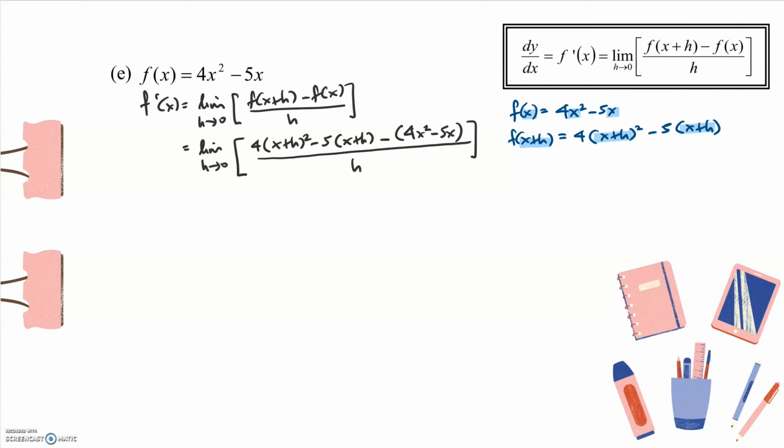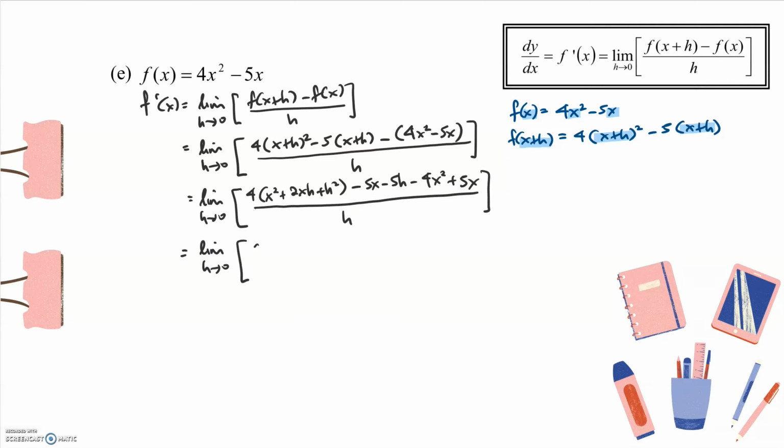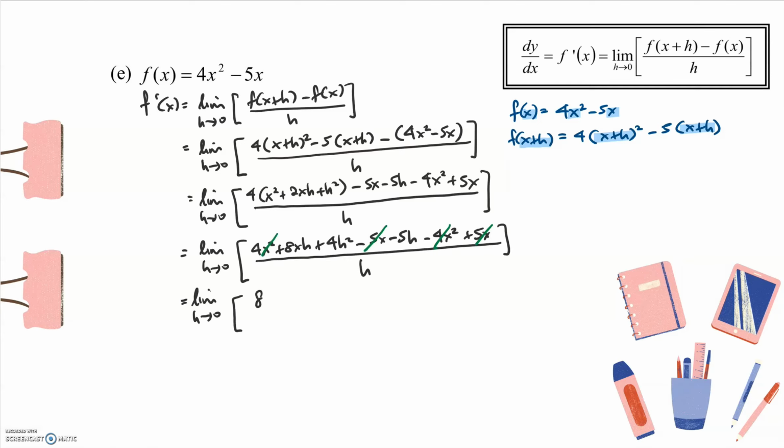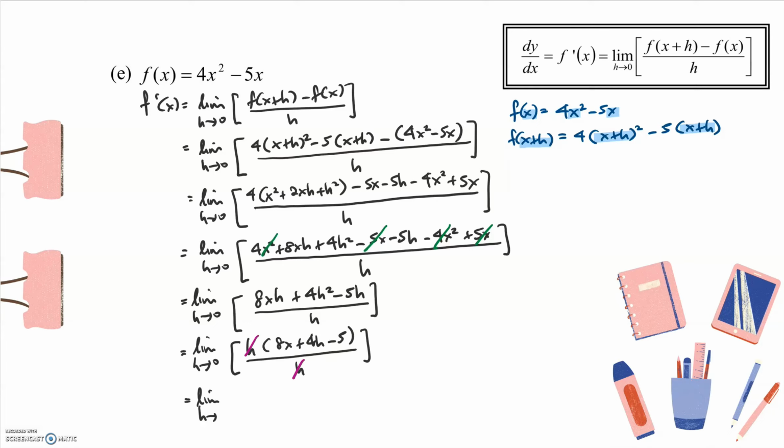divided by h. Our aim is to cancel h at the denominator. So we need to expand the numerator. So in order to cancel h at the denominator, we need to factorize h at the numerator. So we can cancel h. We substitute h equals 0. So we have 8x plus 4 times 0 minus 5. This is equal to 8x minus 5.